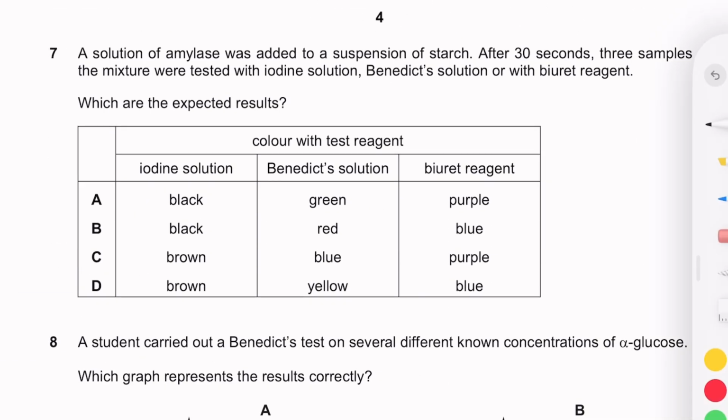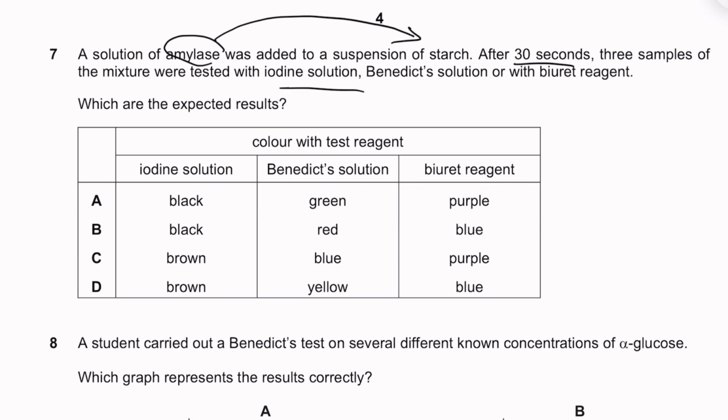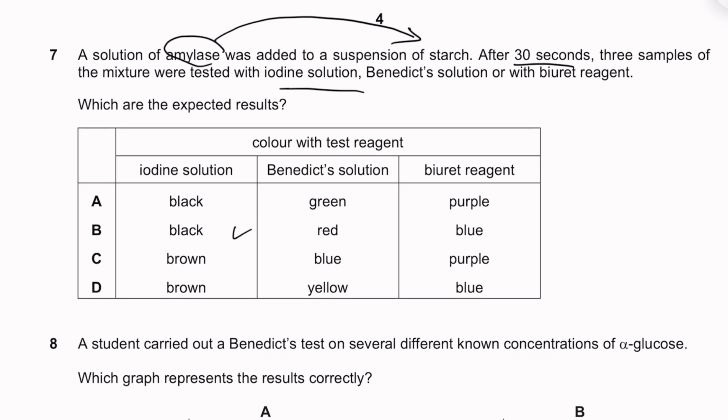Now let's move on. A solution of amylase was added to a suspension of starch. After 30 seconds, 3 samples of the mixture were tested with iodine solution. So again, amylase was added to starch, and after 30 seconds, we tested with iodine, Benedict's or with Biuret. Now, which are the expected results? 30 seconds is not enough to break down all the starch. At least, I would not assume that they're going to put such a little quantity. So I would say basically that it's still black, and that this is green because not everything's been converted, and that Biuret reagent is going to be purple because we've got amylase. Amylase is an enzyme. Enzymes are biological catalysts that are actually proteins, and so A is my answer.